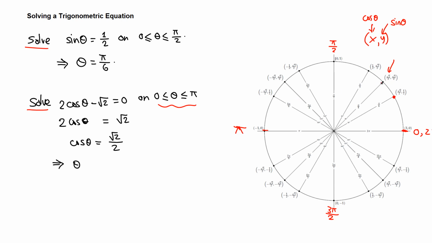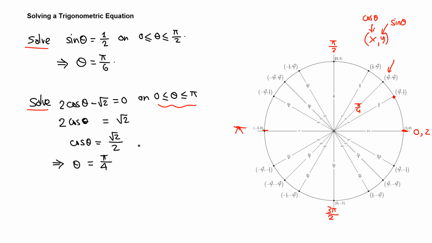So just this, which refers to pi over 4. So when theta equals pi over 4, cosine pi over 4 is root 2 over 2. So this is just pi over 4.